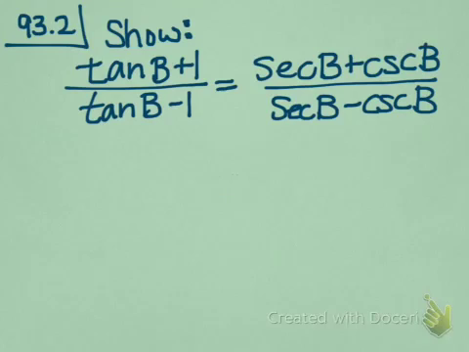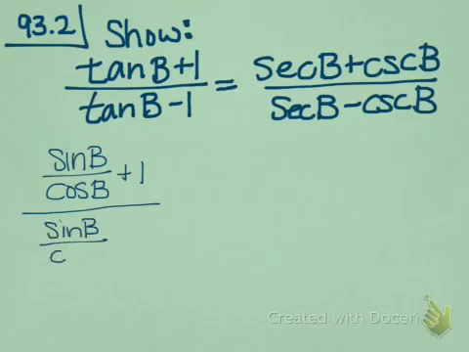Okay, let's do the next one. Show (tangent b plus 1) over (tangent b minus 1) is equal to (secant b plus cosecant b) over (secant b minus cosecant b). So we need to take some tangents and turn them into secants and cosecants. So the first thing I'm going to do is take tangent and turn it into sine over cosine. So we'll do that with both the top and the bottom.